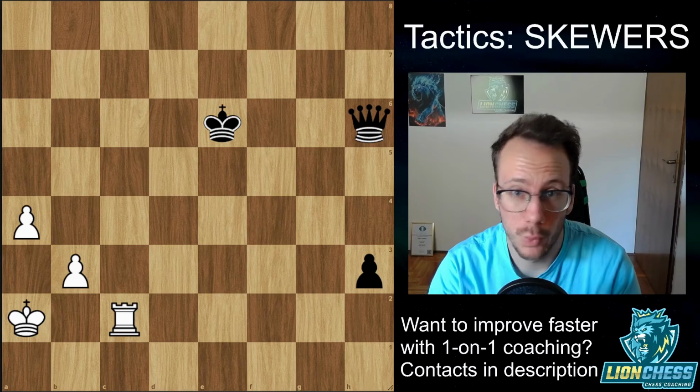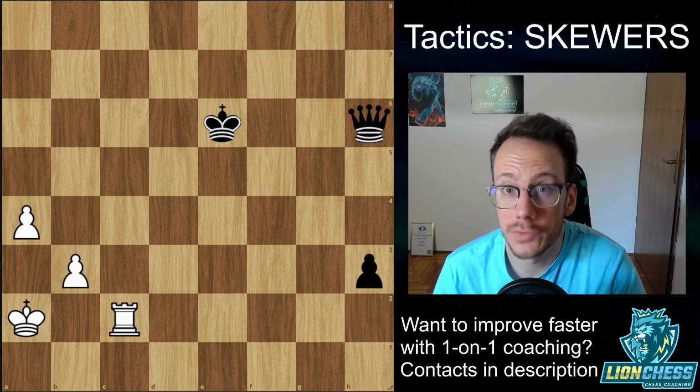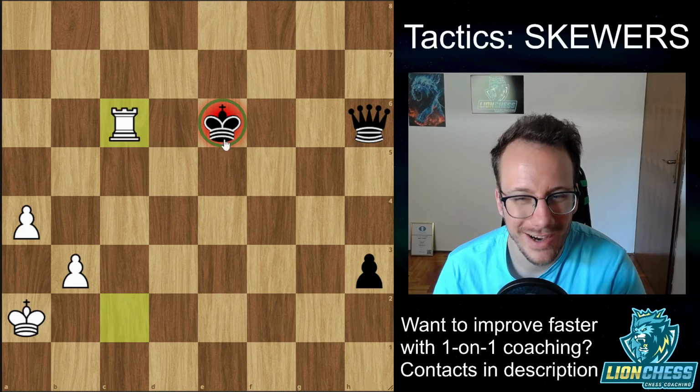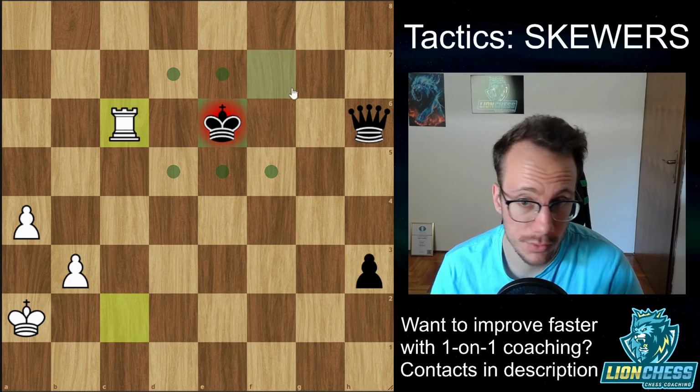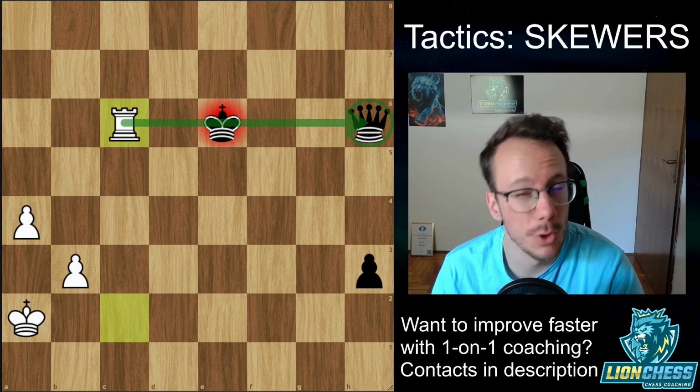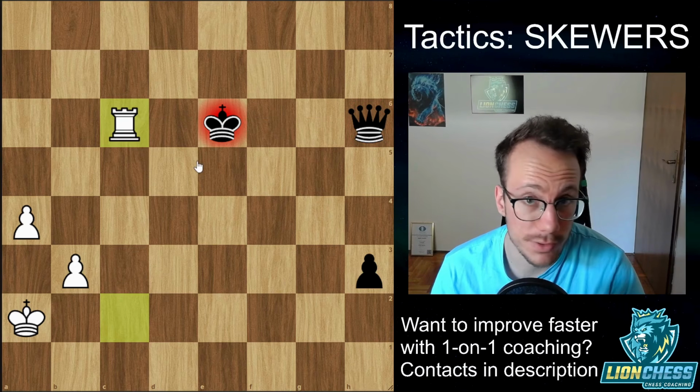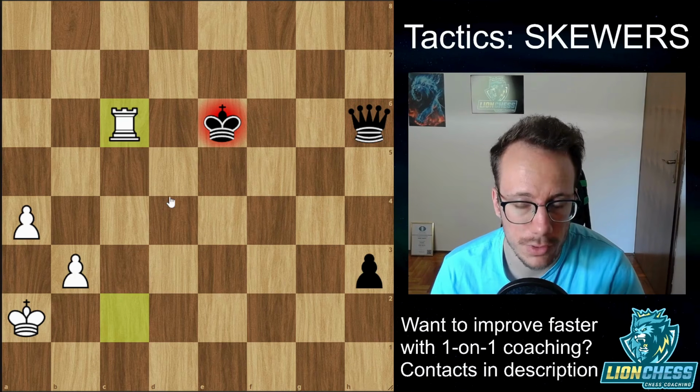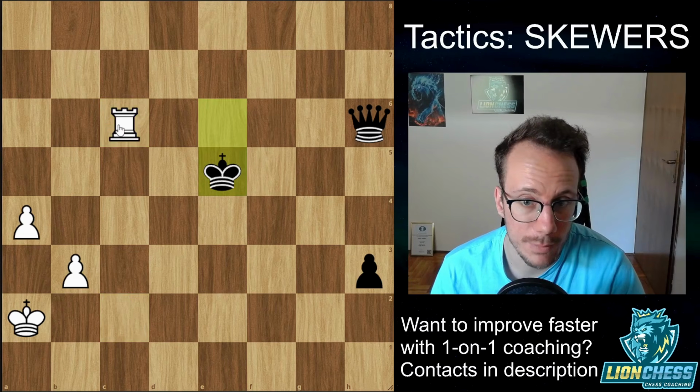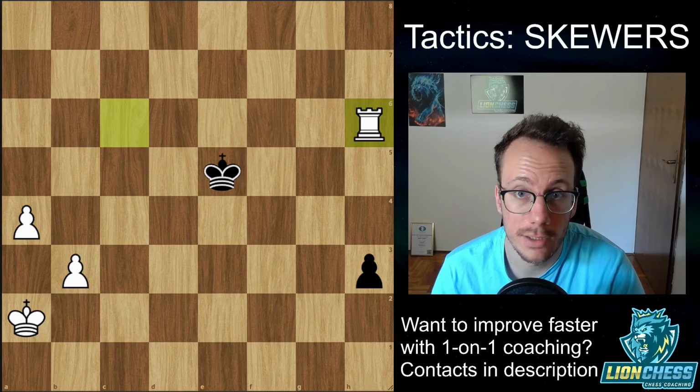To start off, what is a skewer? A skewer is a type of chess tactic where you attack a high value piece, forcing it to move out of the way, exposing a lower value piece behind it. So in this case, this would be an absolute skewer, and this means that the king must move, doesn't matter where, and we simply take the queen.